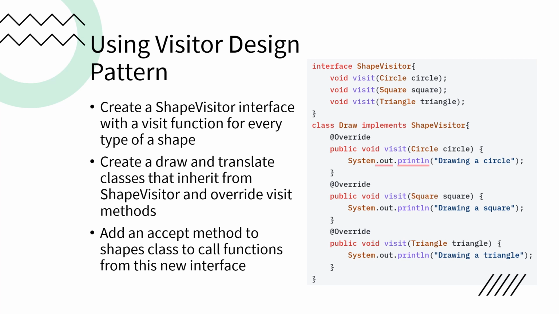Finally, we will create an accept method in the shapes interface and define it in every child class. This approach allows us to add new functionality without modifying existing code, making our design more flexible and extensible.